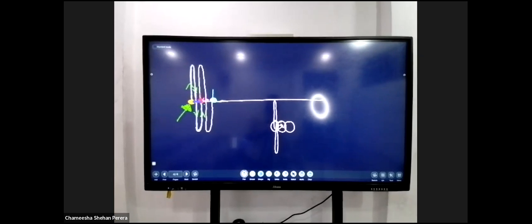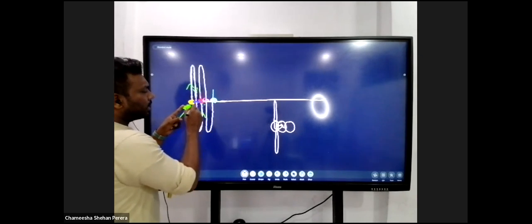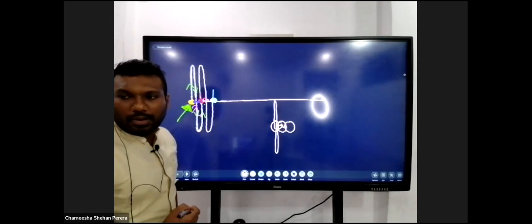That means the distance between the yellow particle and the red particle, we can call it the wavelength.